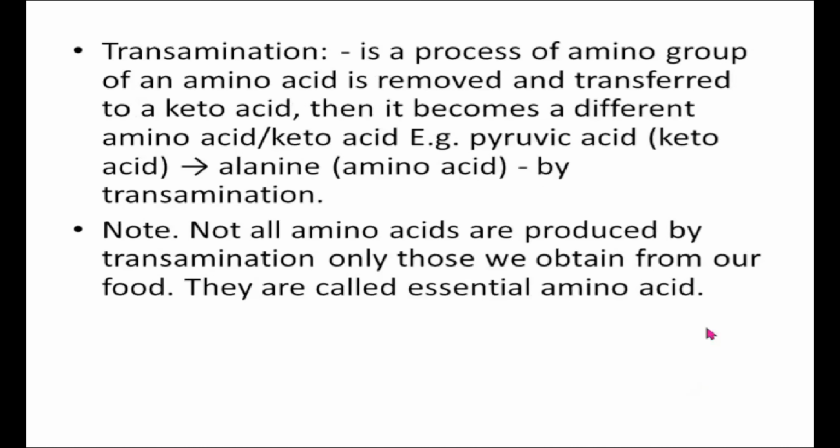What is transamination? This is a process in which the amino group of an amino acid is removed. The removal of the amino group from the amino acid we call transamination. Then it is transferred to a keto acid, which becomes a different amino acid. For example, pyruvic acid, which is a keto acid, will be converted into alanine, which is an amino acid, by transamination.